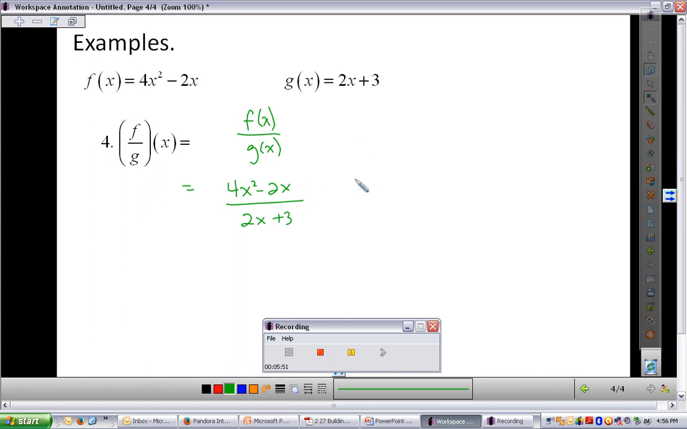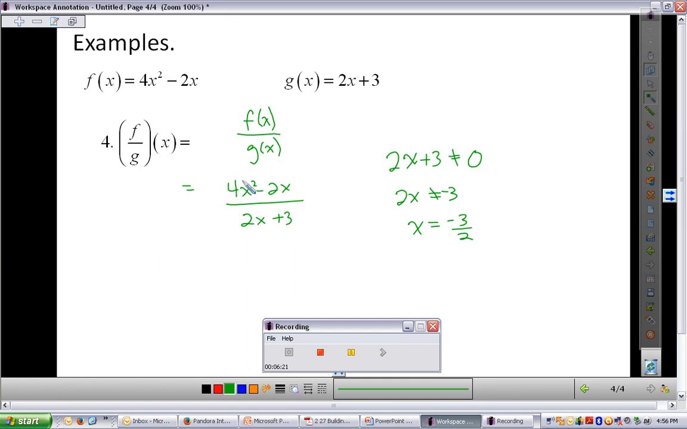One thing I do have to pay attention to, though, as we all know, we cannot divide by 0. So I need to figure out what x cannot be equal to. So what I want to do is take my denominator and set it not equal to 0. So 2x plus 3, and we know we cannot have 0, so I want to say that it is not equal to 0. And I want to solve this for x. So 2x cannot be equal to negative 3. Divide by 2, x cannot be equal to negative 3 halves.